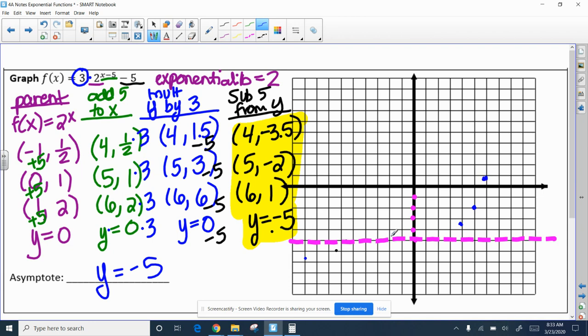Now, once I have these 3 points, I can draw in my exponential growth function like that. Okay, so there's my graph here. So this one is an exponential growth function, but it's been shifted to the right 5. It's been vertically stretched by a factor of 3, and then it's also been shifted down 5. So that's what our graph looks like on that one.